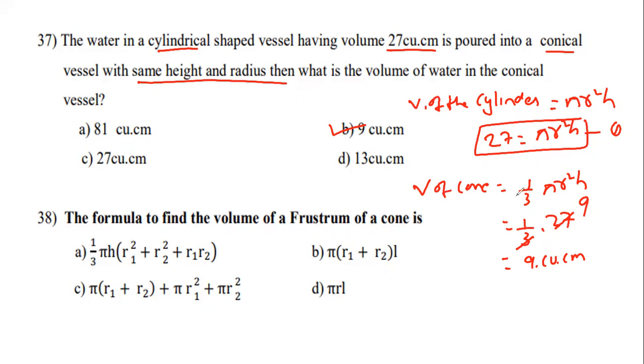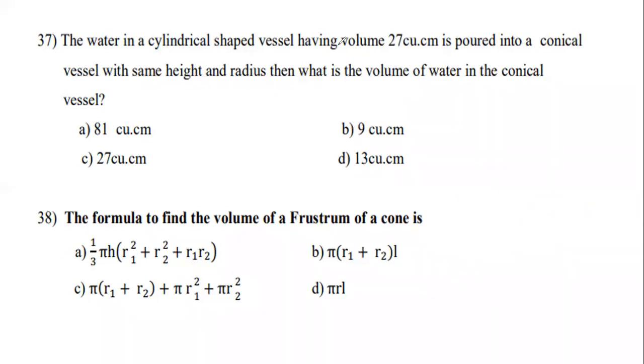Next, the formula to find volume of the frustum of the cone. Volume of the cone is 1 by 3 pi r square h. So 1 by 3 pi h, where is it? Yes, option A. Because for the frustum of the cone we have 2 radii, r1 and r2. So 1 by 3 pi h times (r1 square plus r2 square plus r1 into r2). So option A is correct.